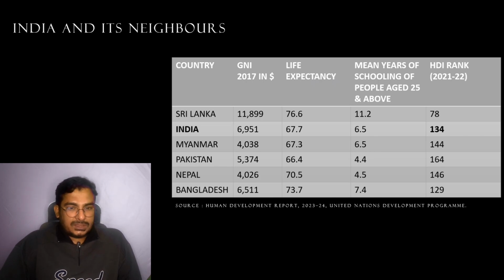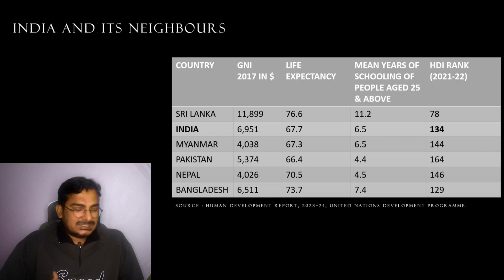Now, this is one thing. And if you look at the mean years of schooling in Sri Lanka, it's around 11, whereas the mean years of schooling in India is 6.5. That is, on an average, a child is going to school for 6.5 years, whereas in Sri Lanka it's 11 years. That's a lot of difference. So these are all the other indicators that we should look at and try to understand.